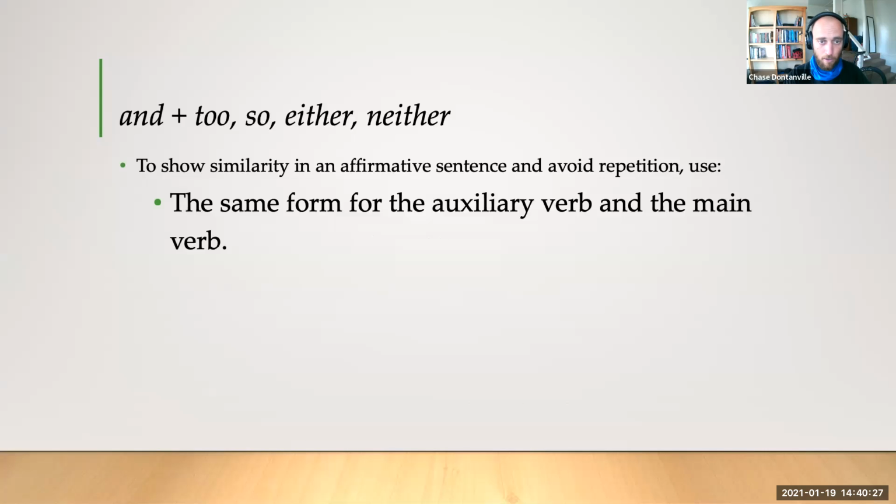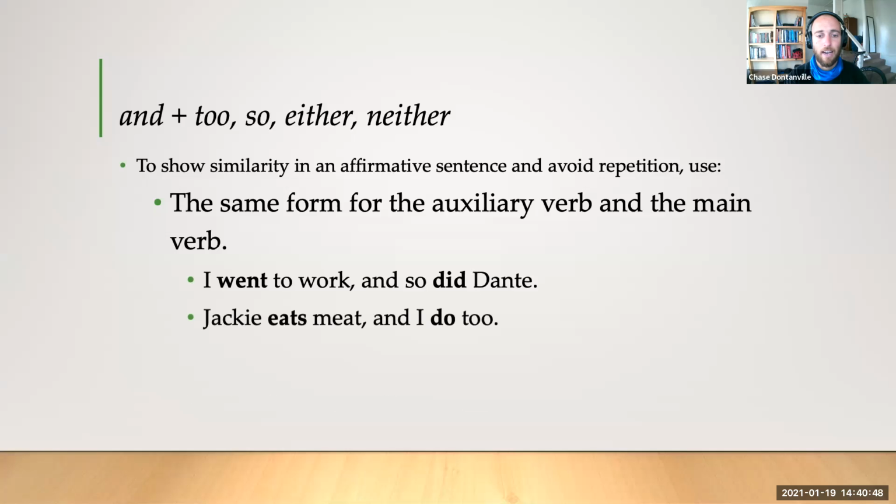To avoid repetition, we can also use the same form of the auxiliary verb and the main verb. So, I went to work and so did Dante. Notice how in the first part, went is the past, so do is in the past, did. Jackie eats meat and I do too. Eats is in the present simple, so do has to be in the present simple. So you're matching the verb tenses.